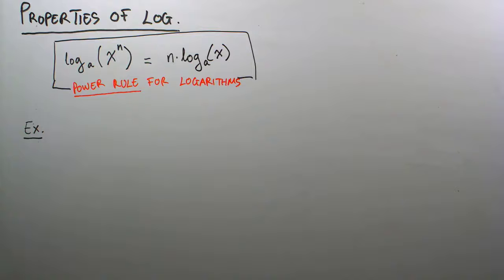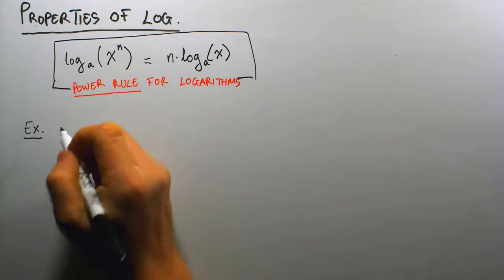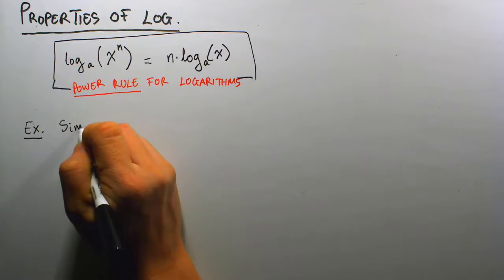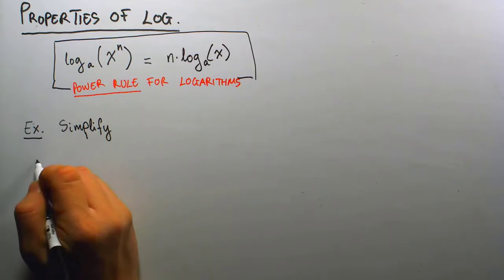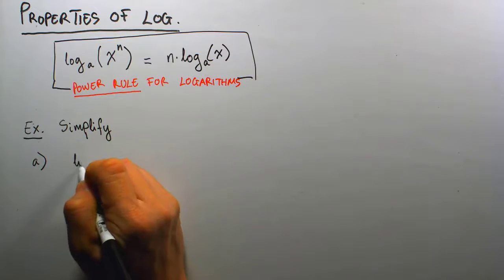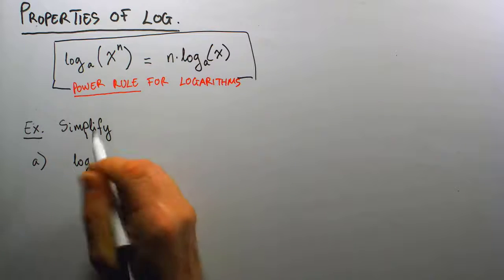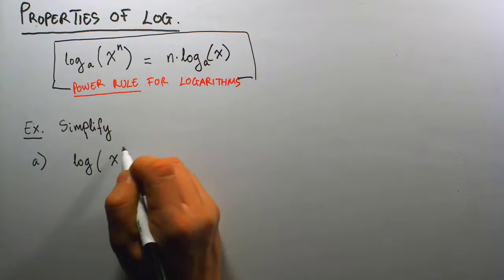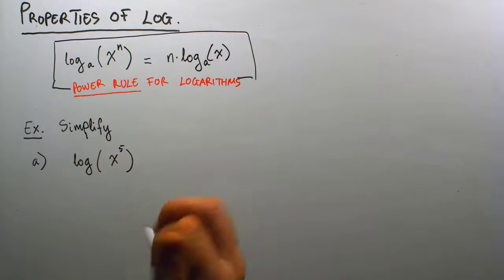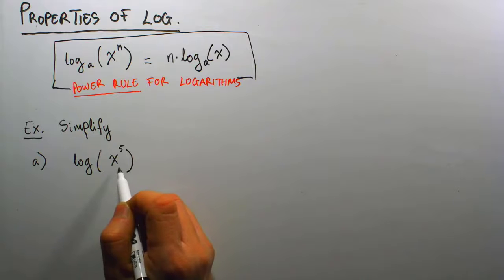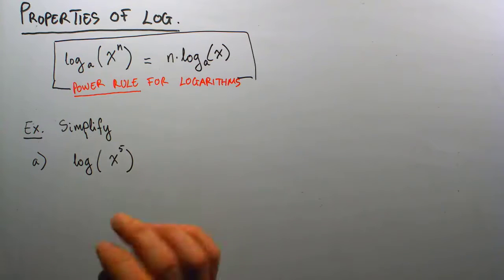And now in a different example, we can look at the following problem. Let's simplify. So now in part A, we have a logarithm, and here I use base 10, so log base 10 of x to the 5th power. So with this expression right here, we have a logarithm expression where it says log base 10 of an expression x to the 5th. And without having an actual value for x, we won't be able to calculate a final value. But here at least we can simplify.